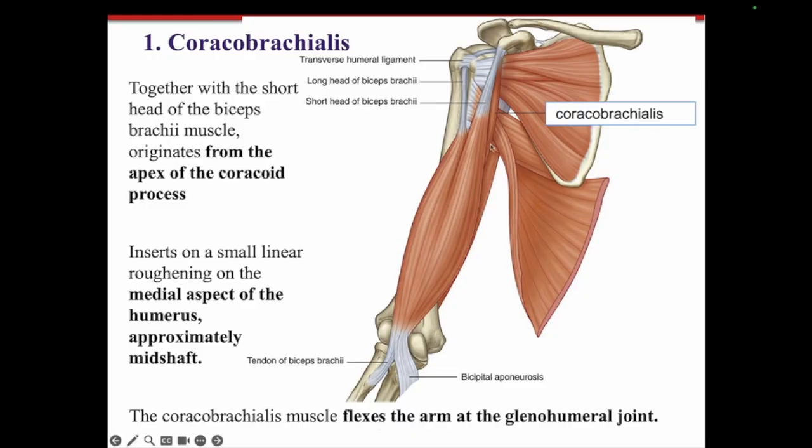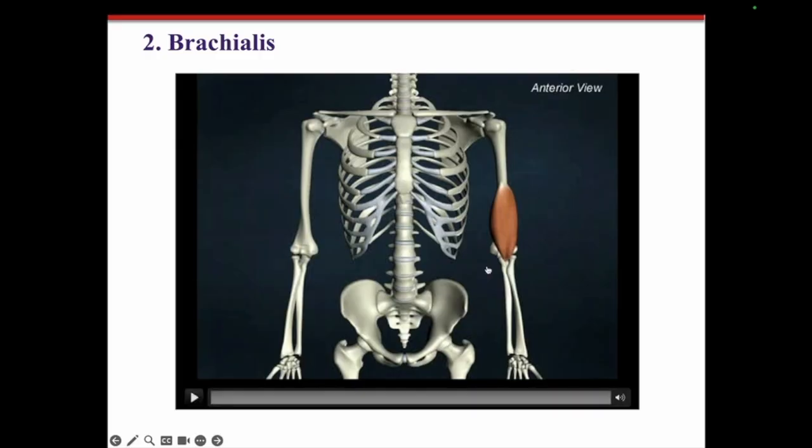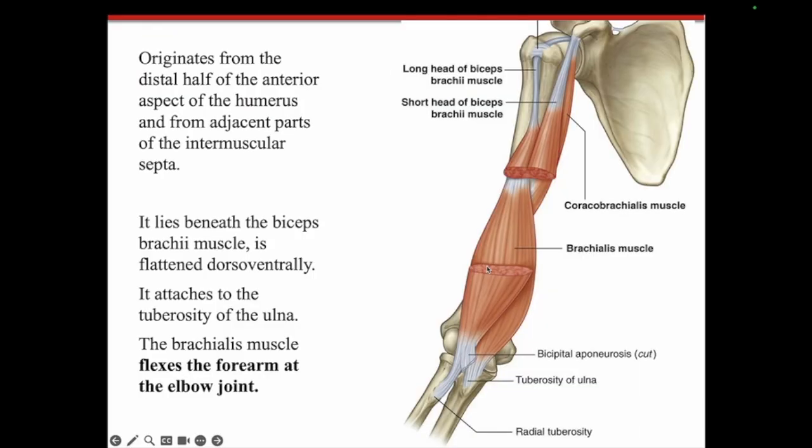So the coracobrachialis goes to the medial shaft, so it goes from above the shoulder to the shaft of the humerus. It is going to act mostly on the shoulder, so it flexes the arm at the shoulder level. The brachialis comes from the mid portion of the humerus and will cross the elbow, so it is a muscle that acts on the elbow, a flexor of the forearm at the elbow.